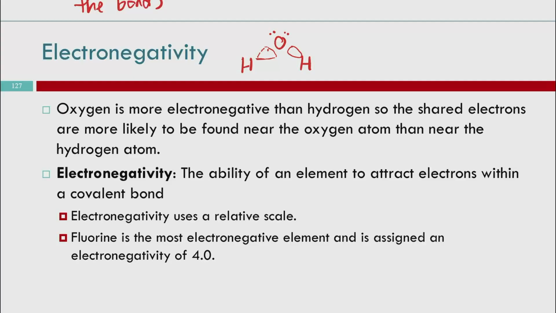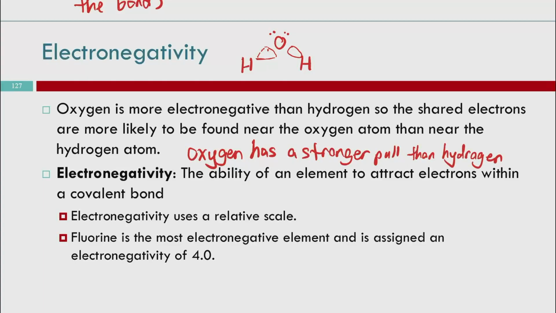Electronegativity is the ability of an element to attract electrons, to pull electrons in a covalent bond. I think of electronegativity within a bond as like a tug of war. So oxygen has a stronger pull than hydrogen. And so in that tug of war, since oxygen is pulling more strongly, the electrons are closer to the oxygen.